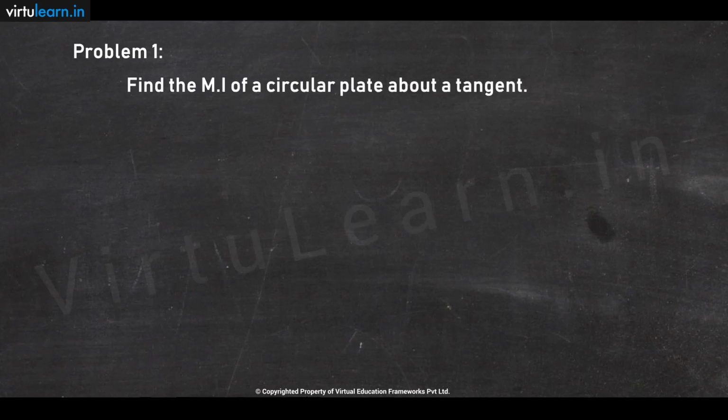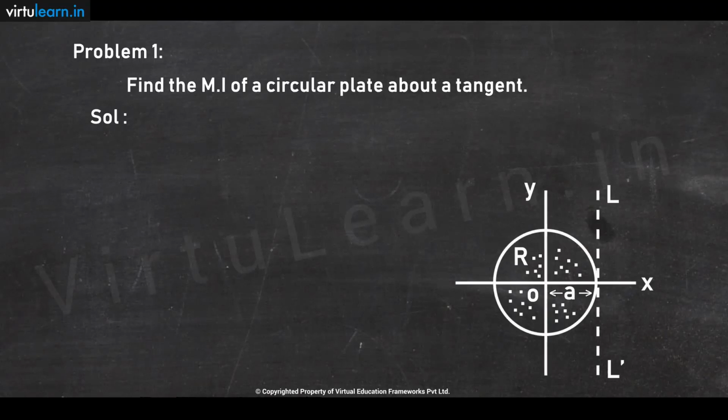Let us discuss one problem on determination of moment of inertia of a plane lamina and another problem on finding moment of inertia of a solid. The first problem is: find the moment of inertia of a circular plate about a tangent. What is the procedure we are going to adopt? We assume that the plate is confined to the xy plane. Initially find out the moment of inertia about the z-axis.